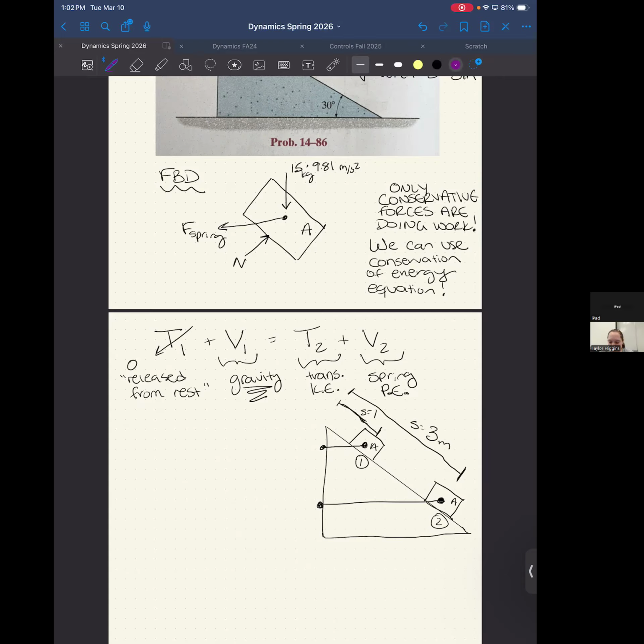Okay. So like I said, we get to set our datum for the position of zero gravitational potential energy. So let's set our datum here at this final position so that at point 1, I have gravitational potential related to this height, and at point 2, I have zero gravitational potential. Okay, so then the question becomes, what is this height? We're going to have to figure out what this height is. Any ideas on how to find that?